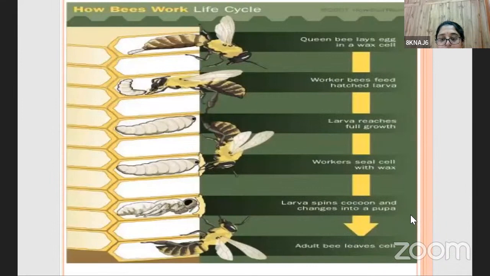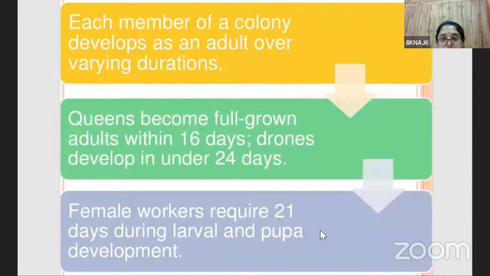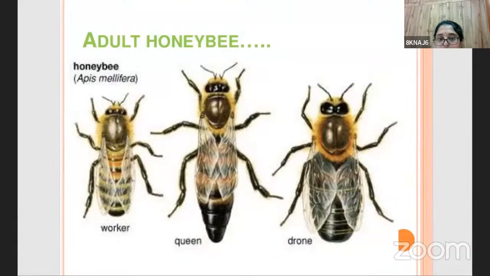From the queen bee laying the egg in the cell to the adult bee leaving the cell, each member of the colony develops into an adult and then becomes fully grown. This takes around 21 days. So this is how the adult honeybees look: worker, queen, and drone.